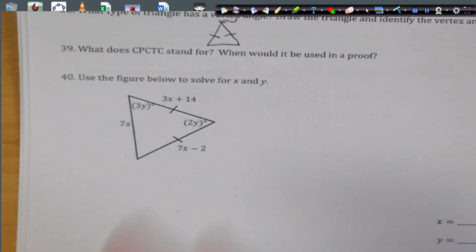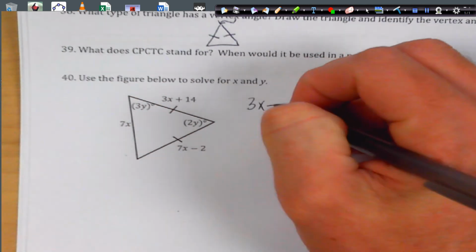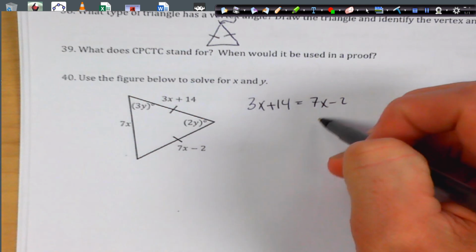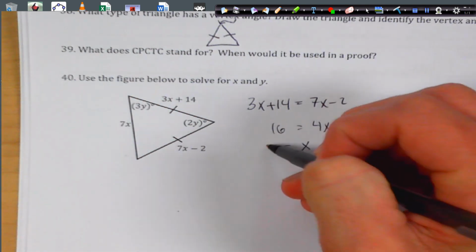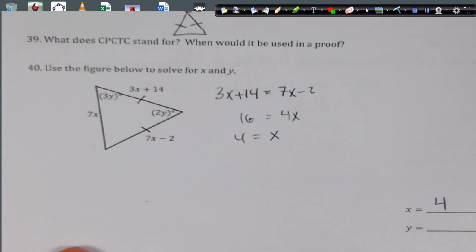Okay, here we have an isosceles triangle. So solve for x and y. So x is going to be the easiest to solve for. These are congruent, so we're just going to set them equal to each other. Bada bing, bada boom. Subtract that over, you get 4x. Add that over, you get 16. So x is going to equal 4. Okay, we didn't have to solve for anything else. We just need to solve for x, and don't have to solve for the side length.